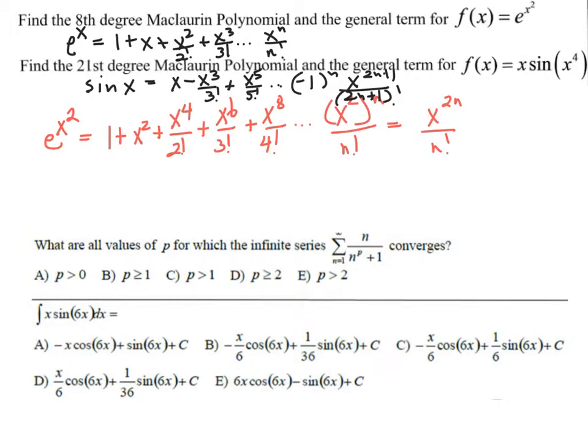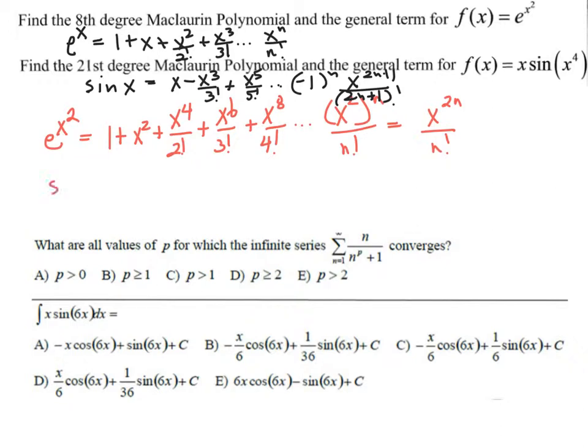Now, again, it says find the 21st degree. We definitely don't want to find 21 derivatives here. So we have two things going on in this particular series. We've got x to the 4th in place of x, and we're multiplying by x. So let's start with just replacing every x with x to the 4th.